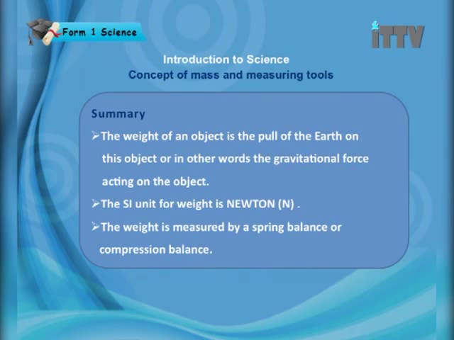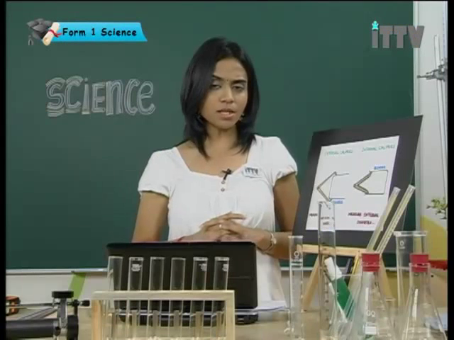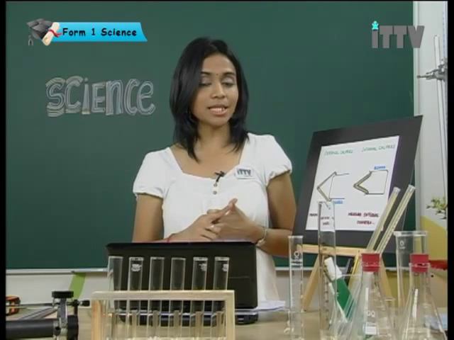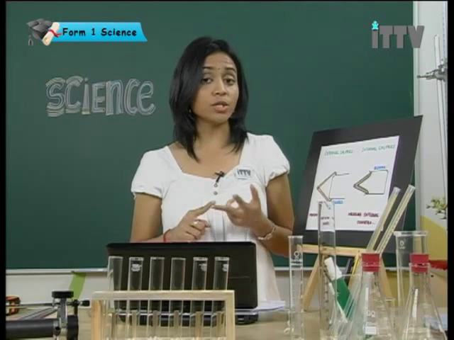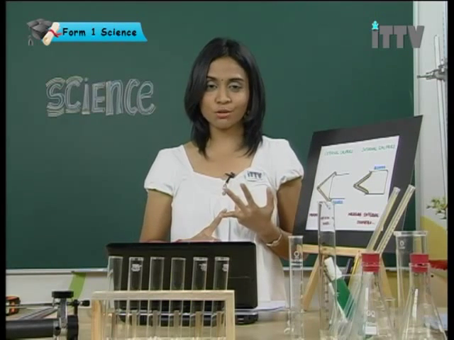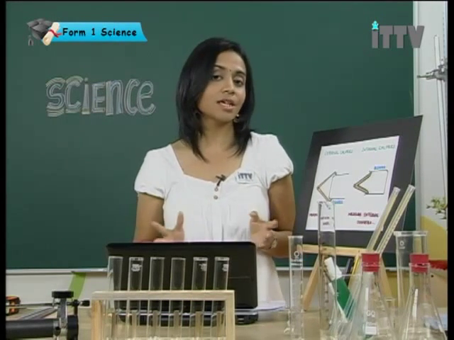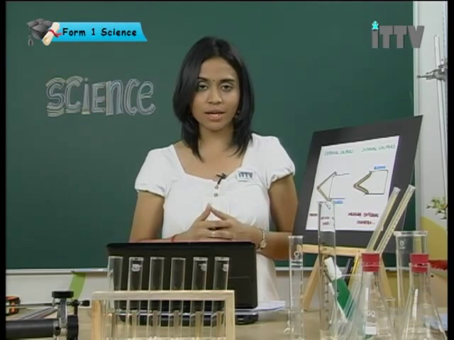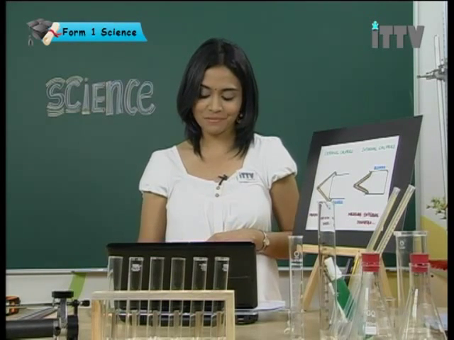The weight of an object is the pull of the earth on this object, or in other words, the gravitational force acting on the object. The SI unit for weight is Newton. The weight is measured by a spring balance or compression balance. When you remember weight, remember these few words: spring balance, compression balance, the unit Newton, and gravitational pull. So you would have covered everything about today's lesson regarding weight by remembering these few points.